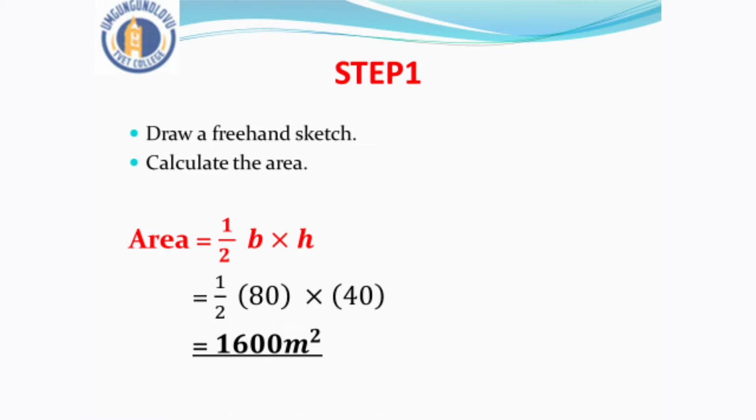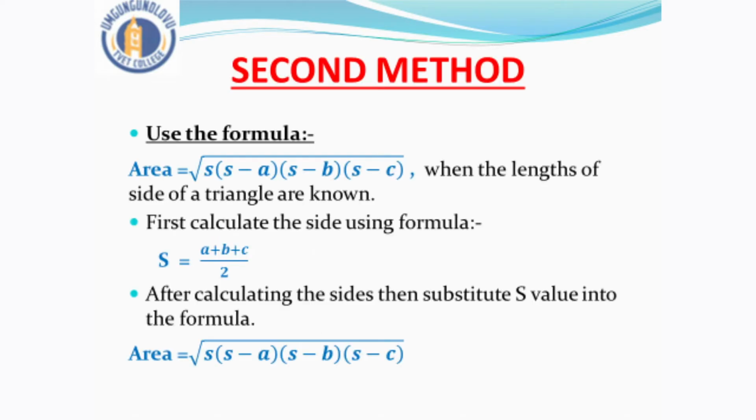So you first need to draw a freehand sketch, then you calculate. Your formula is area is equal to half breadth times height. Then you would have half into your breadth, which is your baseline, is 80 meters, times your height, which is a perpendicular distance, which is 40. Then you will get 1,600 square meters.